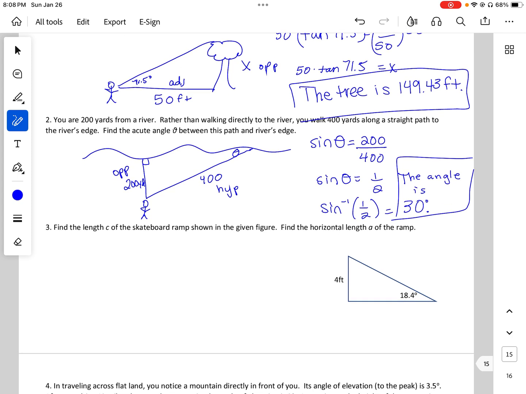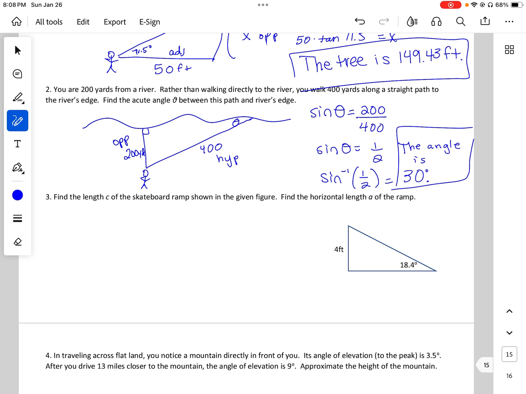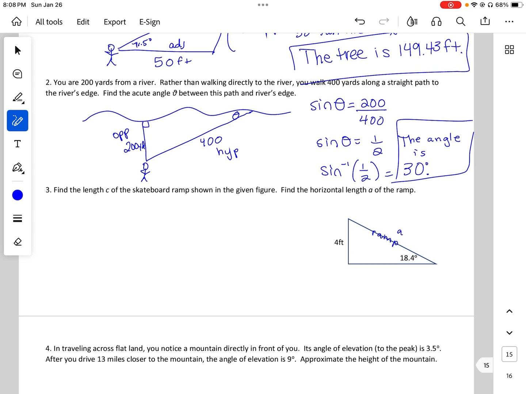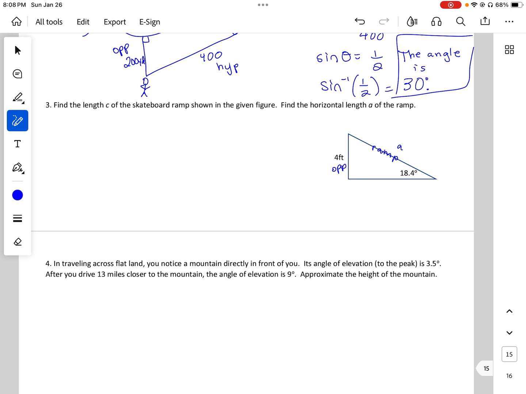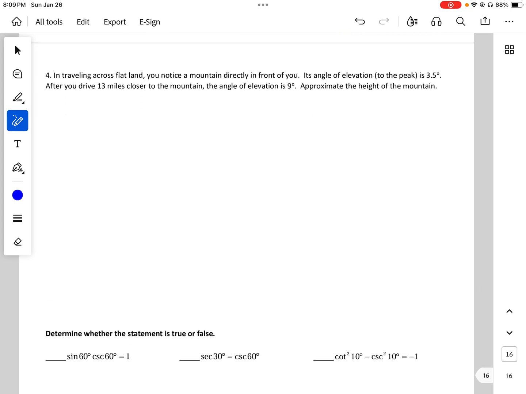Okay. Number 3, find the length C of the skateboard ramp shown in the given figure. Find the horizontal length A of the ramp. Horizontal length of the ramp. So here's our ramp, right? So that's what we want to find. So we have opposite and we have hypotenuse. So I want you to go ahead and do that one. So pause the video, solve this out. Okay, let's go to the next problem.